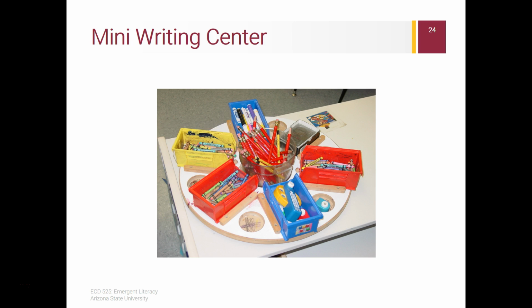Finally, here is an example of what one might call a mini writing center. It is a Lazy Susan with many different instruments to write with and ways to illustrate. This teacher has a regular writing center like the ones we just saw, but she also has several of these Lazy Susans in other centers such as the Art Center, the Science Center, and the Math Center. This encourages children to write across the curriculum.